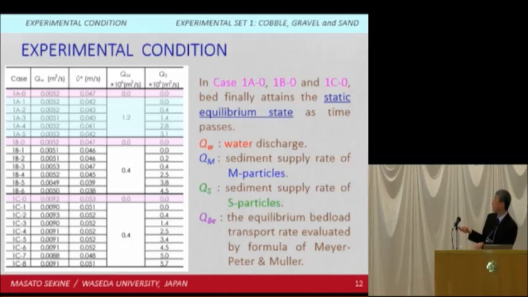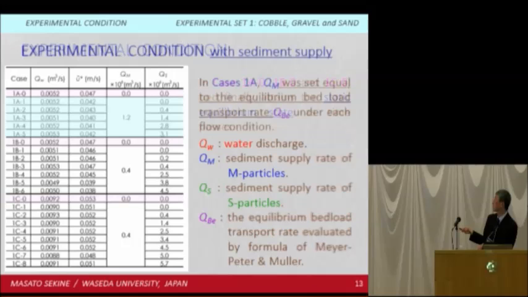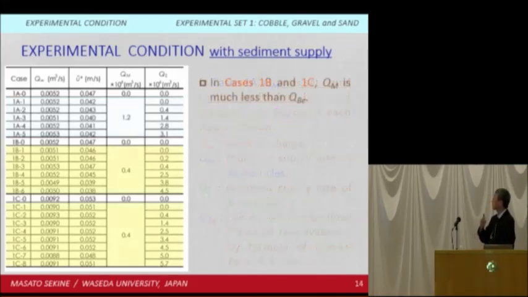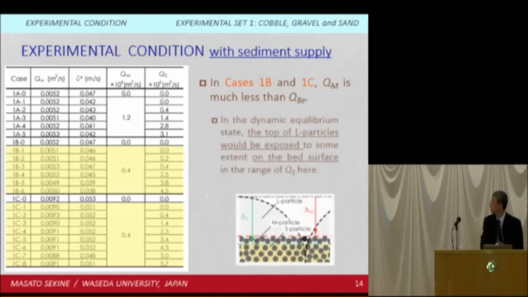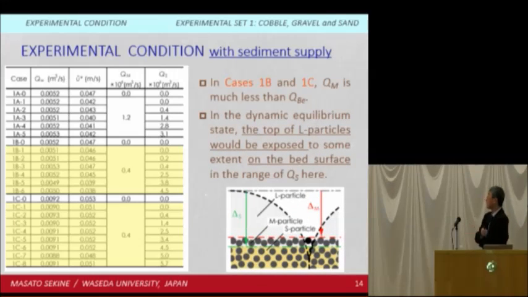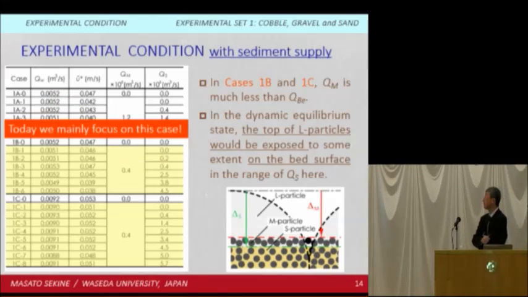So in case 1A, we set QM equal to QBE, and in cases 1B and 1C, QM is much less than QBE. So in this case, in a dynamic equilibrium state, the top of the L particles would be exposed to some extent on the bed surface. So today we mainly focus on this case.